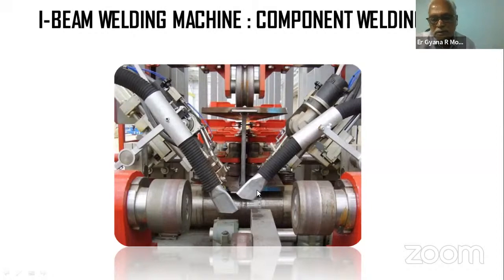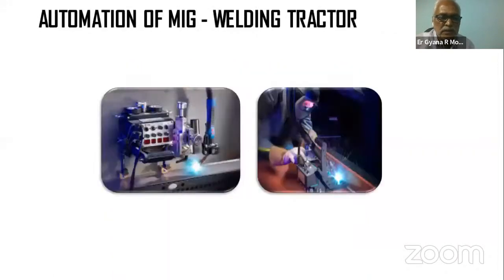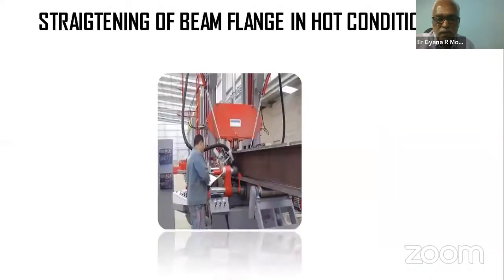Normally, the other way is to do the welding, allow the distortion to take place, and then find methods of jacking, etc., to straighten these flanges. This is another automation in welding. This is a MIG welding power source, which is automated with a MIG welding tractor. Nowadays, a lot of automation has come into the industry, and these tractors are very handy and very useful. This is a continuous MIG welding operation being carried out.